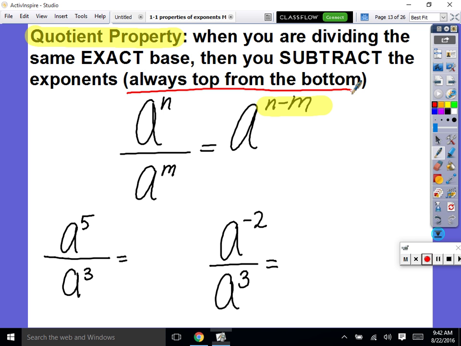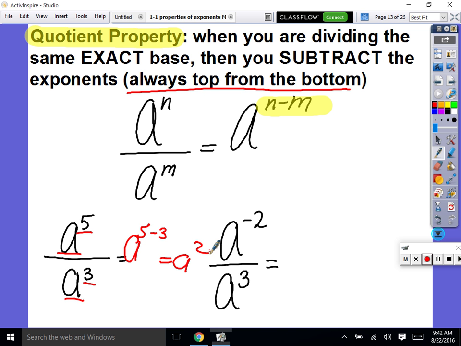So let's do this one. A to the 5th divided by a cubed. So we're dividing the same base, so we subtract our exponents, the top from the bottom. So this is a to the 5 minus 3, right? Guys? This is a squared. Does everybody understand?